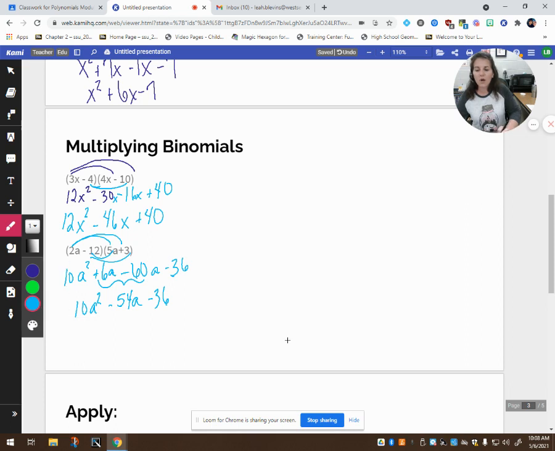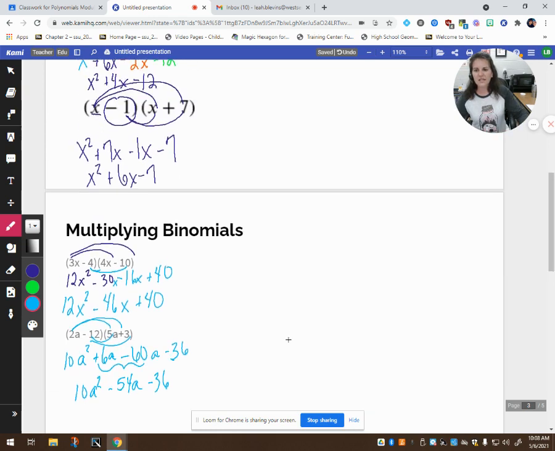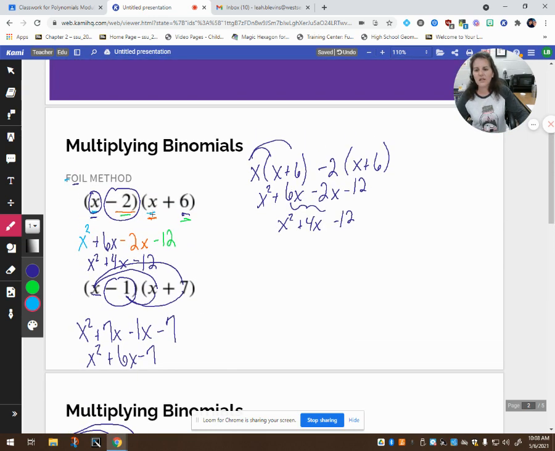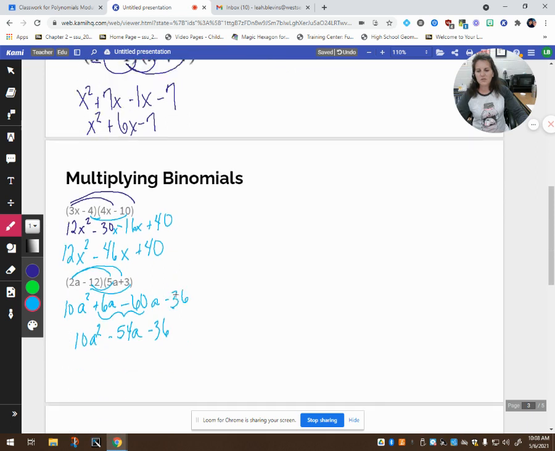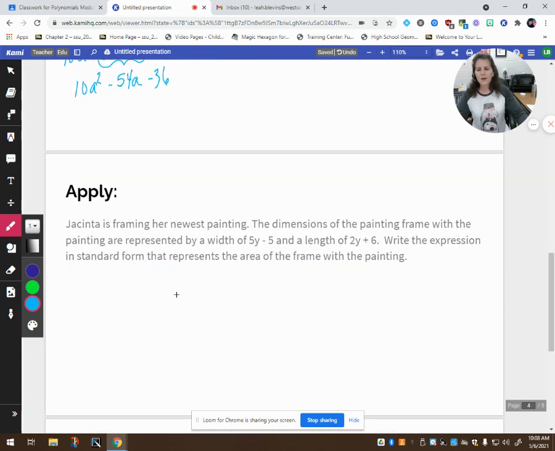Notice I'm putting all of my answers in descending order. This is a trinomial of the second degree, another trinomial of the second degree, another trinomial of the second degree. So far, all of them have been trinomials of the second degree. Okay, well, now we're going to do a little application problem.